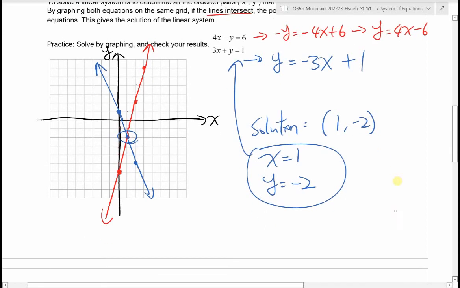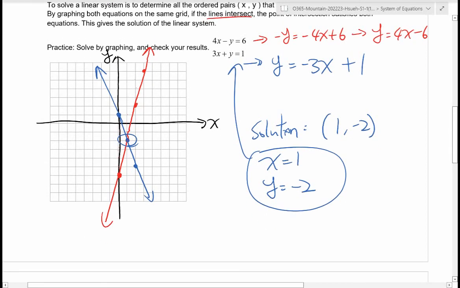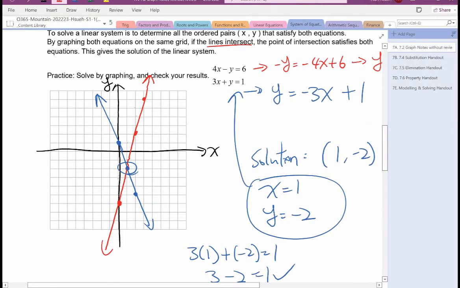Okay, so I'll do it for both. Let me do it with the blue one first. So x is 1, so 3 times 1 plus the negative 2 equals 1. That's 3 plus negative 2, which is just minus 2, and indeed, that makes sense.